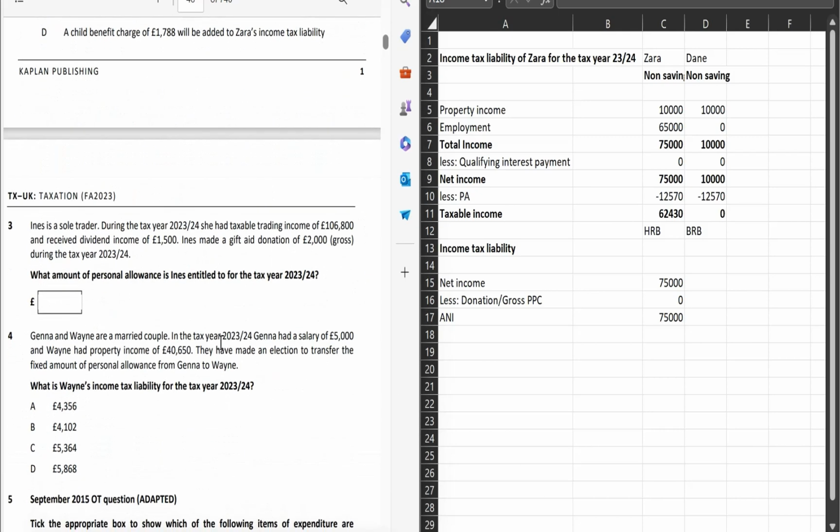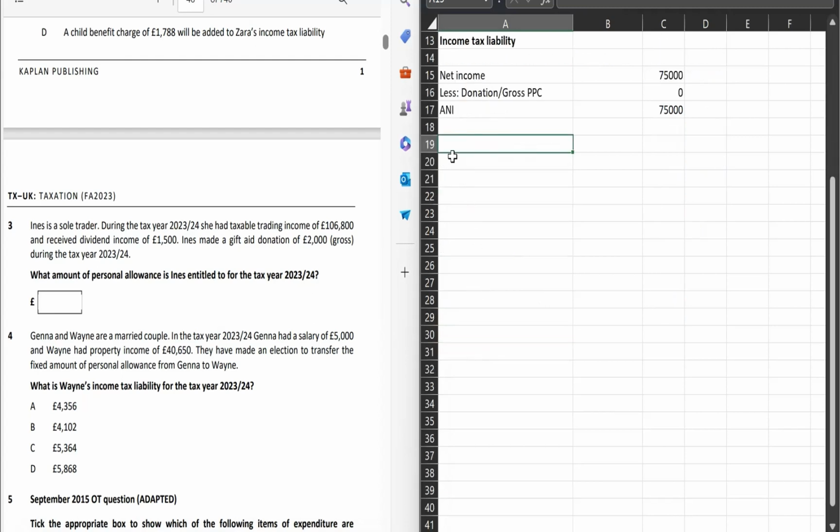Okay, so next, she is a sole trader. During the tax year 23, she had a taxable trading income of 106,800 and received a dividend income of 1,500. Inns made a gift donation of 2,000 during the tax year 23/24. What amount of personal allowance is Inns entitled to for the tax year 2024? Okay, so this one is question 3.